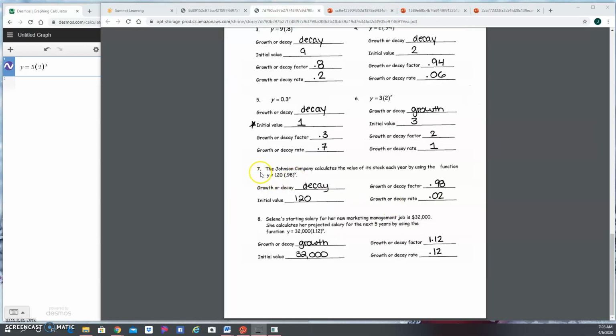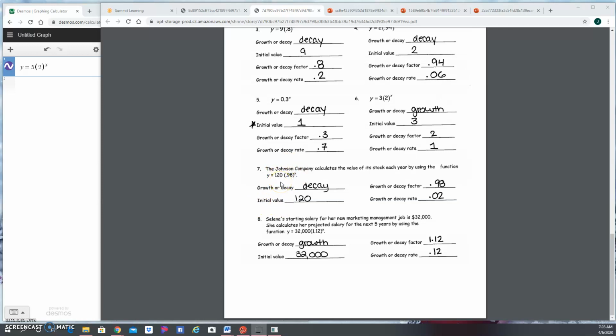Okay, so let us, for this objective, analyze number 7 and 8. The Johnson Company calculates the value of its stock each year by using the functions, this one. Is this growth or decay? Look at inside, it's less than 1. Because if it is less than 1, it is decay. The 120 outside is your starting point, or what we call the initial value, also called the y-intercept.